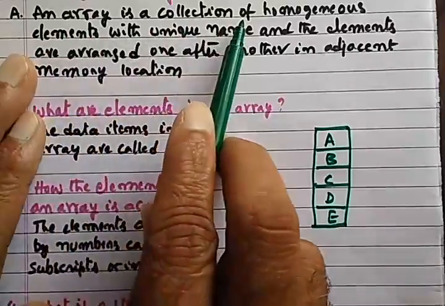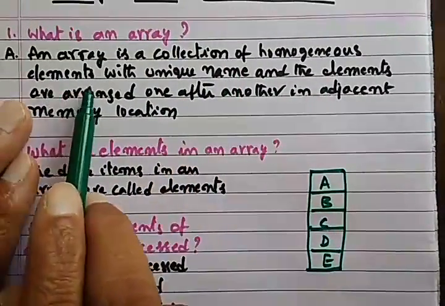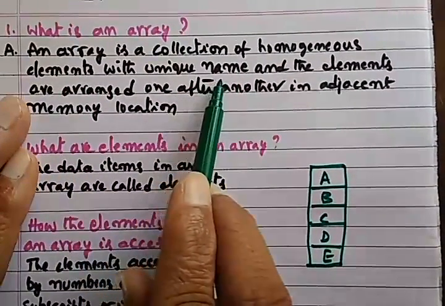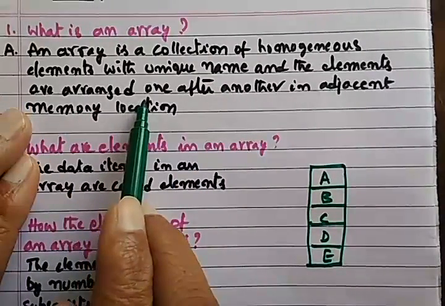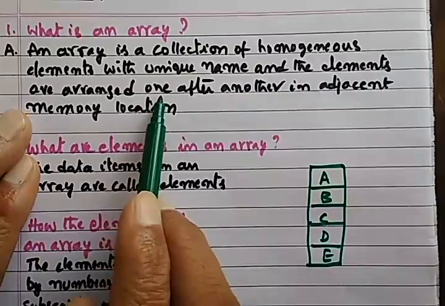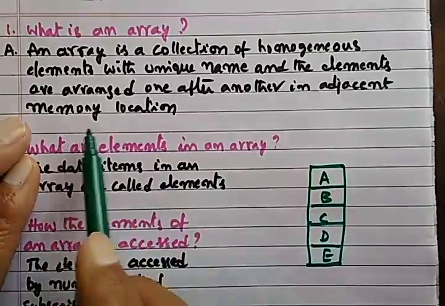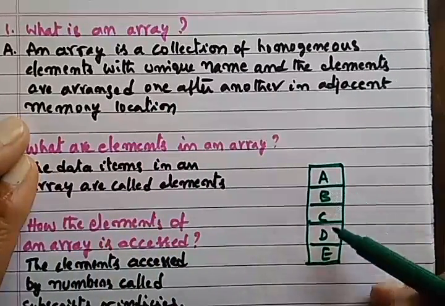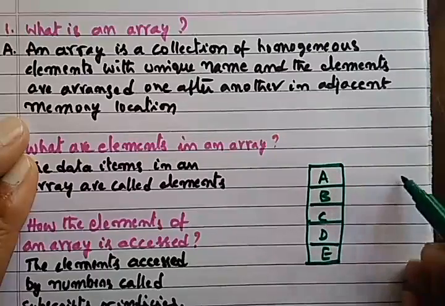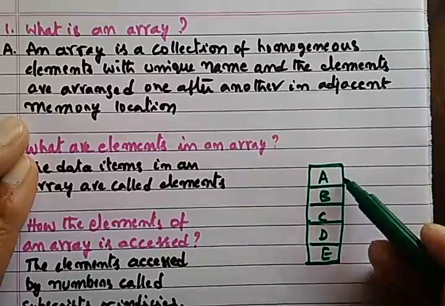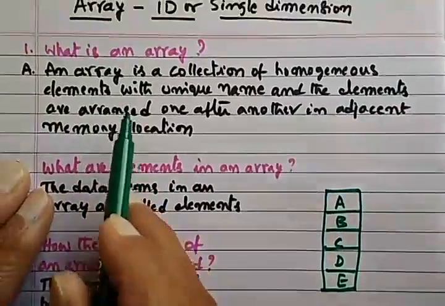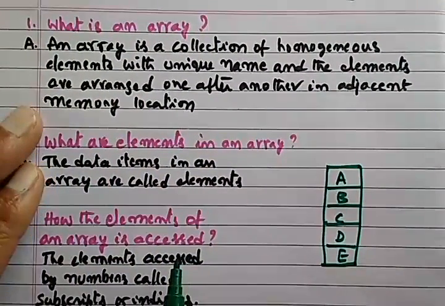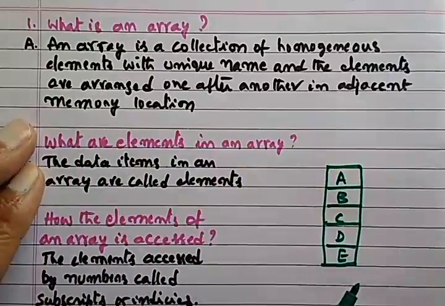An array is a collection of homogeneous elements with unique name, and the elements are arranged one after the other in adjacent memory location. One after the other I arranged. It can be this way or it can be this way also. Column wise, row wise also is there. Column wise I have written here. So these two sentences you have to write, or it's only a single big sentence.